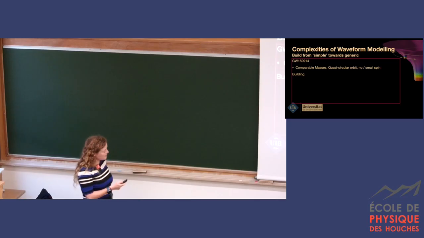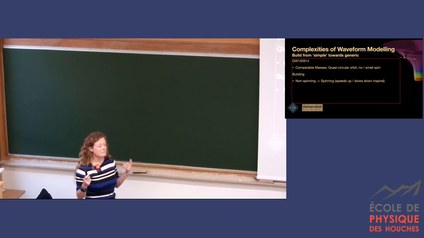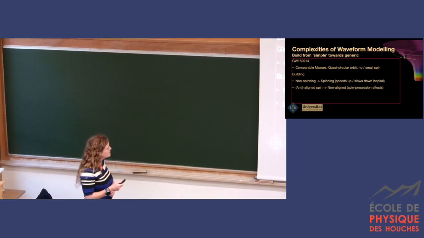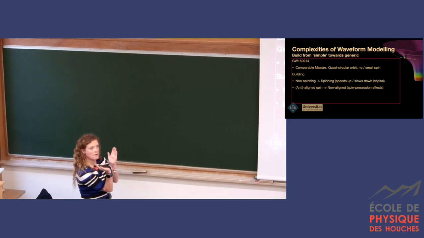Okay, but if we want to build up from that, the first thing that people started working on was, okay, you don't often see bodies in the universe not spinning. So spin might be small, but it's still going to be there. So we have to go from non-spinning to spinning. And this, depending on retrograde or prograde, can speed up or slow down your inspiral. So it can affect your phasing. Then, are your spins going to be aligned or anti-aligned? At the beginning, when you have spins, you always say they're going to be aligned or anti-aligned. But then if you want to go more towards generic, you're going to have them non-aligned. And then you're going to have spin precession effects, which also affects your waveform.